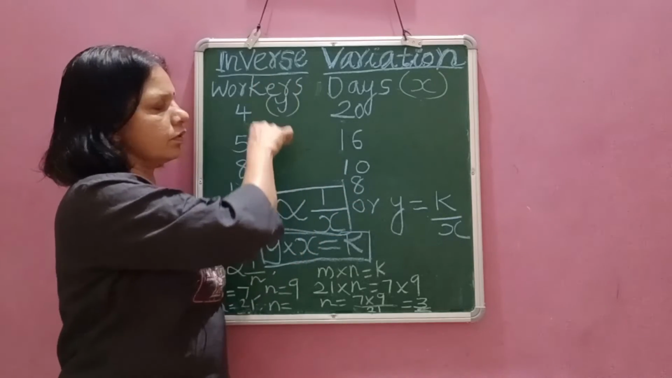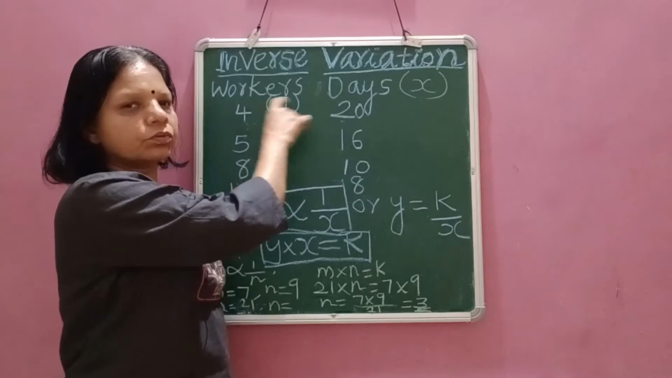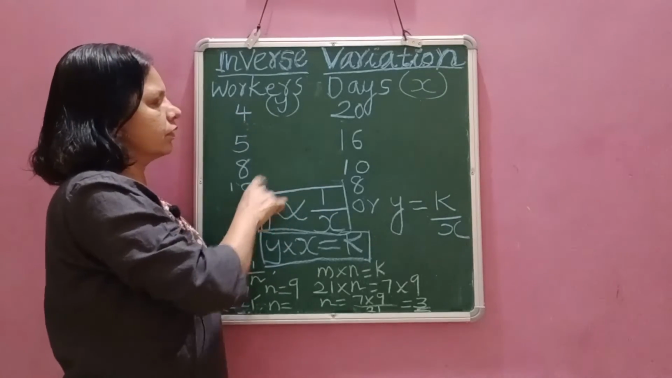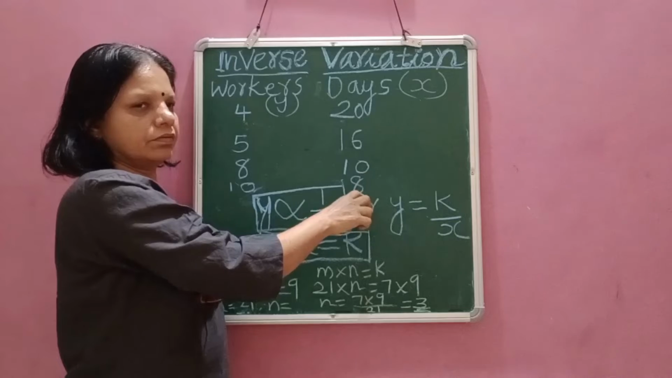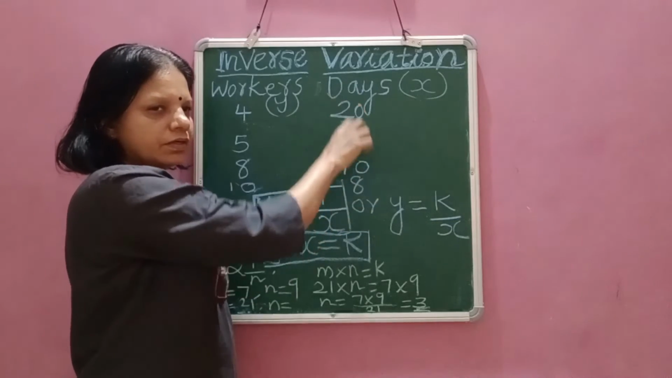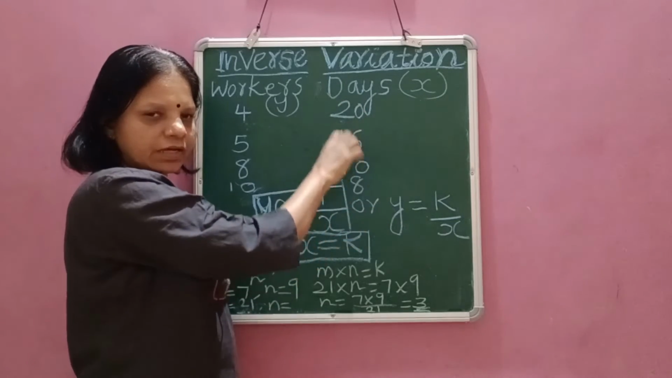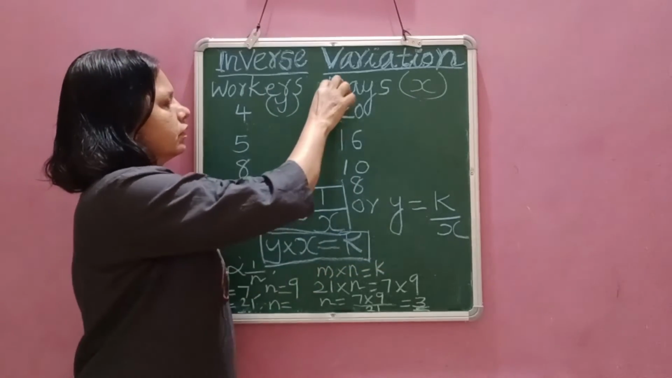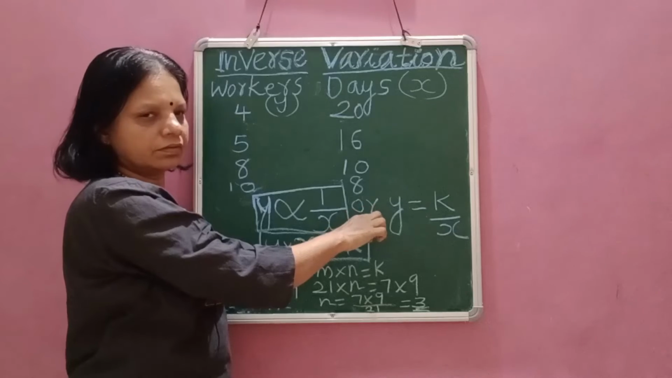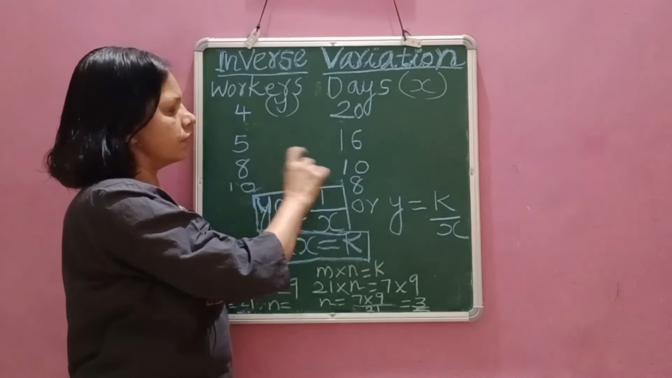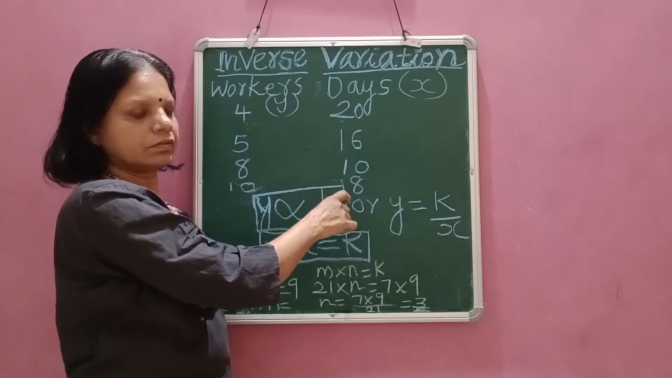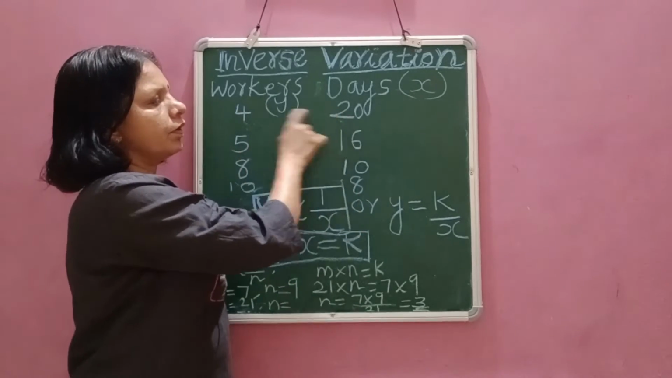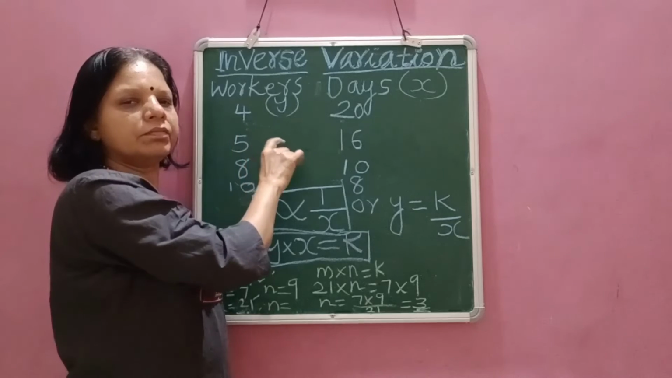So look at the quantities, how the two quantities are changing. Here it is increasing, here it is decreasing, in the same order. How it increases, here in the same order it is decreasing. So what is the relation here? If you find the product of the two, it will be a constant.